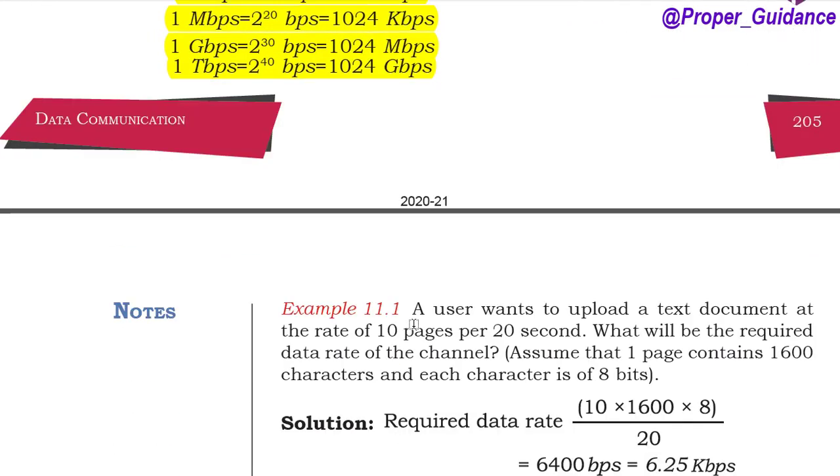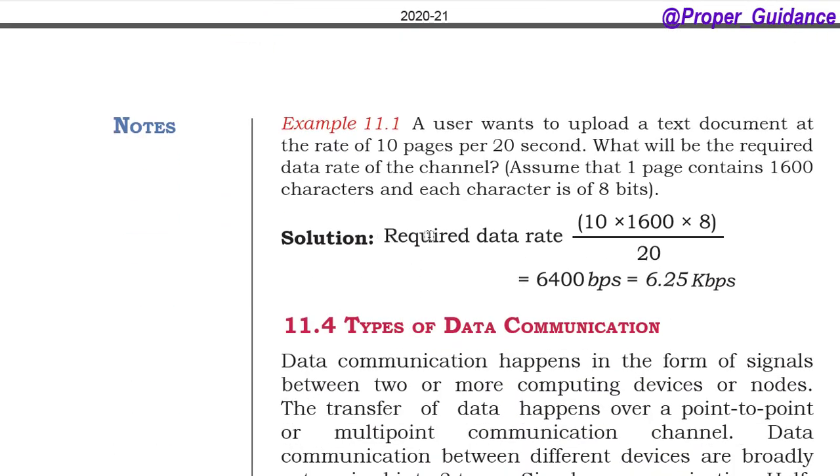Please go through. After that, the required data rate we can calculate like this. This is an example. A user wants to upload a text document at the rate of 10 pages per 20 seconds. What will be the required data rate of the channel? Assume that one page contains 1600 characters and each character is of 8 bits.